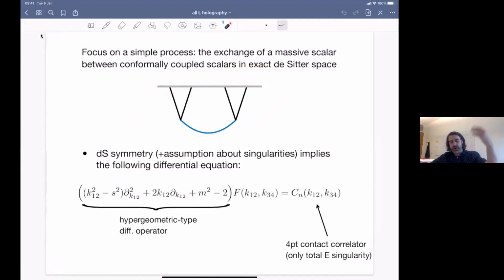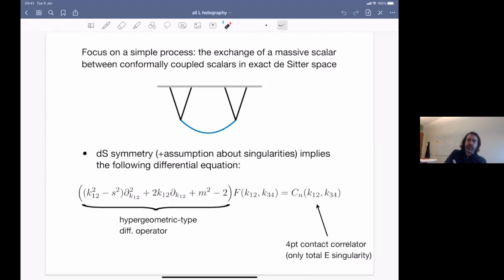Via some arguments that I won't detail for you, you can translate the constraints of de Sitter symmetry, along with some simple assumption about the structure of correlation functions in de Sitter space, into the following differential equation that this object that I will call F has to satisfy. It turns out F satisfies this differential equation, which you can think of as a consequence of de Sitter symmetry plus some assumption about the types of singularities that F can have, which is very closely related to the discussion about these partial energy singularities that we had earlier.